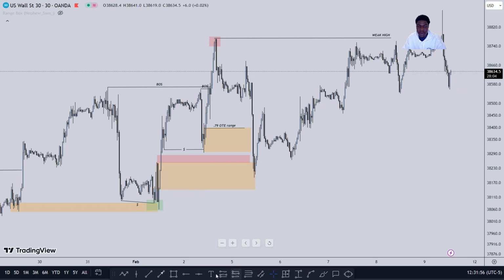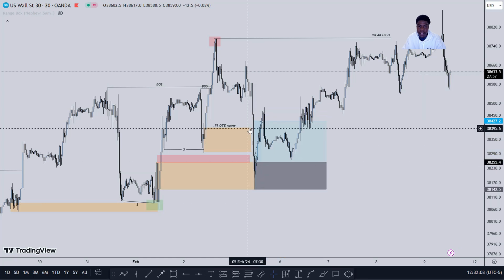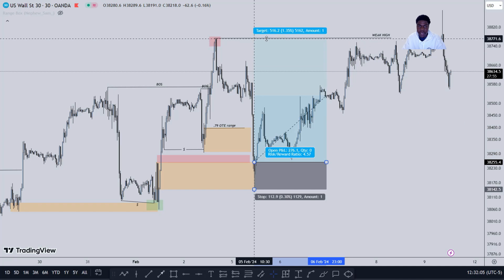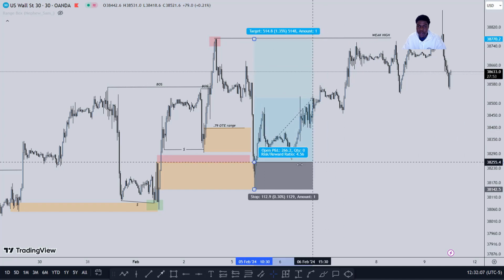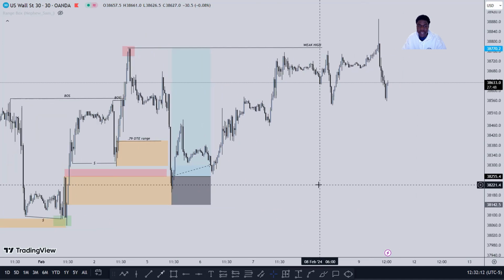Boom. We could place our stop loss at the low to just be safe, right at the low of the breaker block, and we're targeting higher prices. Boom. So this right here was the first trade that we saw, right? And then throughout the week, we saw more trades, right?